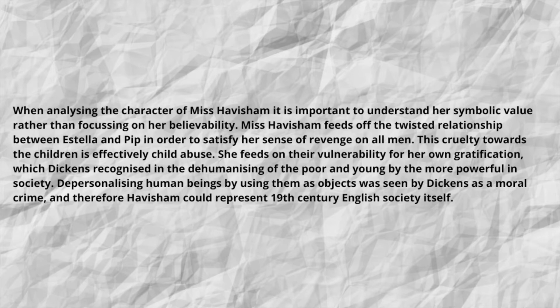on her believability. Miss Havisham feeds off the twisted relationship between Estella and Pip in order to satisfy her sense of revenge on all men. This cruelty towards the children is effectively child abuse. She feeds on their vulnerability for her own gratification, which Dickens recognised in the dehumanising of the poor and young by the more powerful in society. Depersonalising human beings by using them as objects was seen by Dickens as a moral crime, and therefore Havisham could represent 19th century English society itself. I've continued with context and linked the symbolism with the author's purpose.